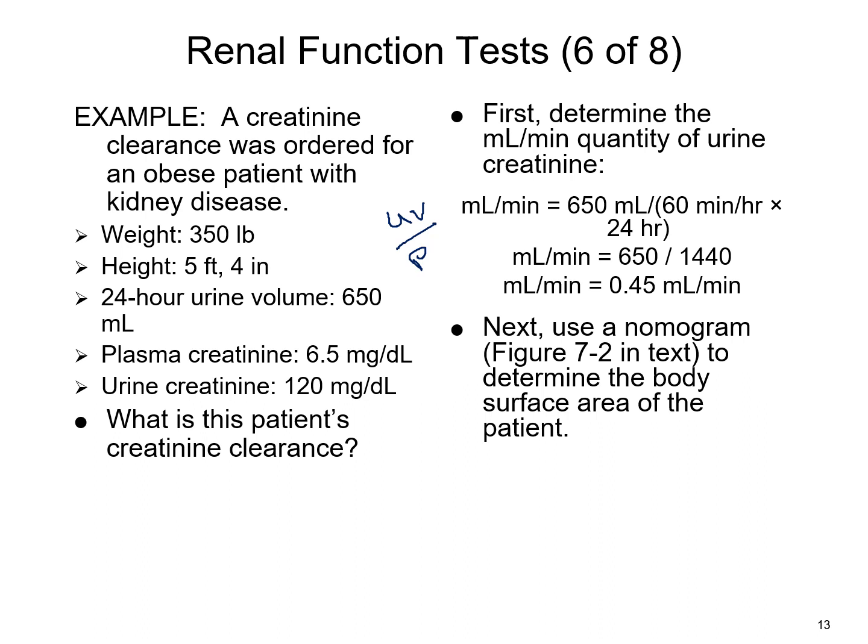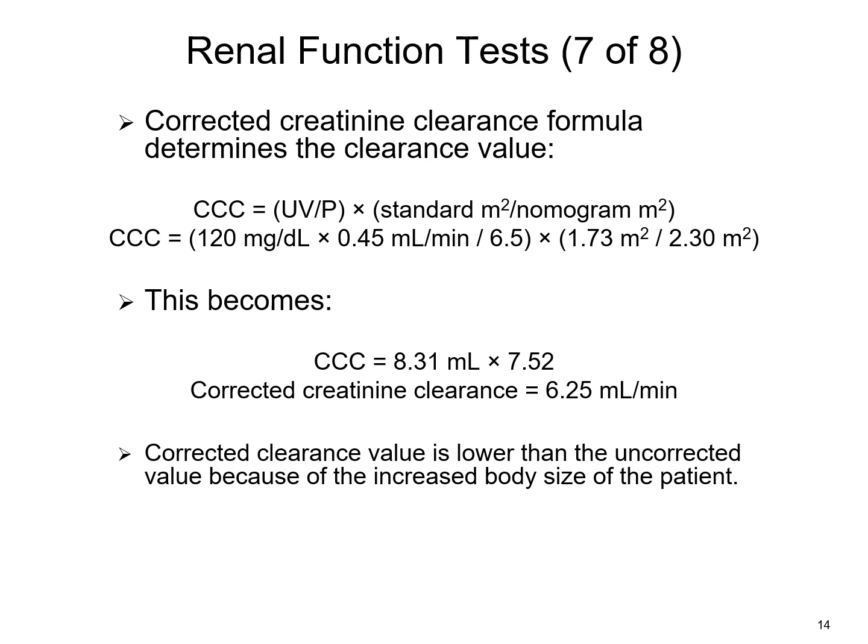So first we figured out how many mLs per minute, and we're at 0.45 mLs per minute. What we'll need to do next is plug in for the corrected creatinine clearance. That's demonstrated here in this equation of CCC, corrected creatinine clearance. So we use our original equation and plug everything in there. 120 milligrams per deciliter was our urine concentration, our volume was 0.45 mLs per minute, which we calculated, and then, of course, our plasma concentration.